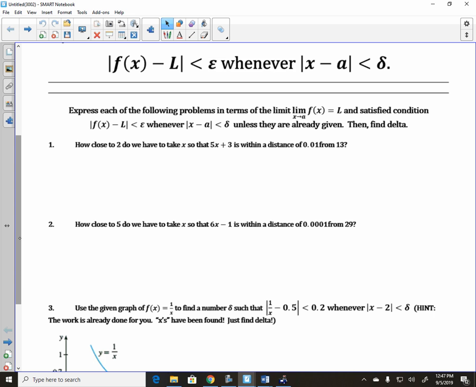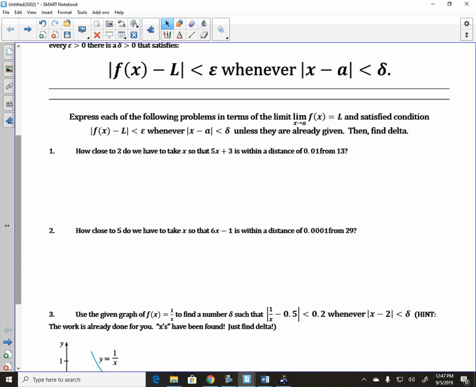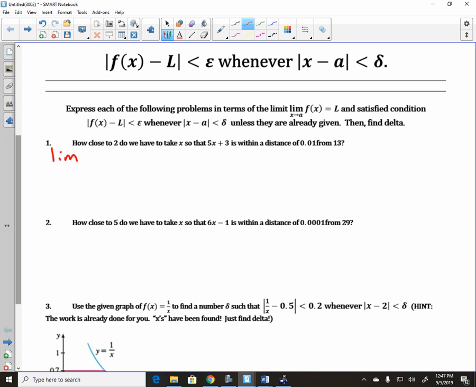So look at the first question. It says, how close to 2 do we have to take x so that 5x plus 3 is within a distance of 0.01 from 13? Makes your brain hurt, right? Let me make it easy for you. Write it as a limit. Limit as x approaches what? 2 of the function 5x plus 3 equals 13. You got it, don't you? What's the epsilon value? 0.01. You were trying to find delta. Are we all clear about that?